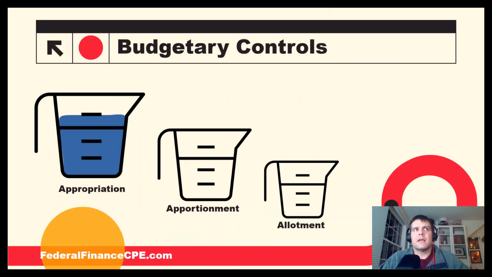So I want you to take a moment and look at these three cups. We have appropriation, followed by apportionment, then allotment. Imagine this is a measuring cup full of water. The appropriation is full of the exact amount Congress has given to us. This is as much as we can use.